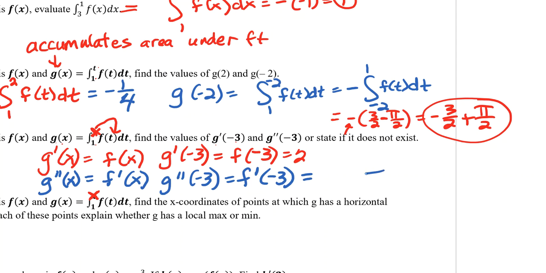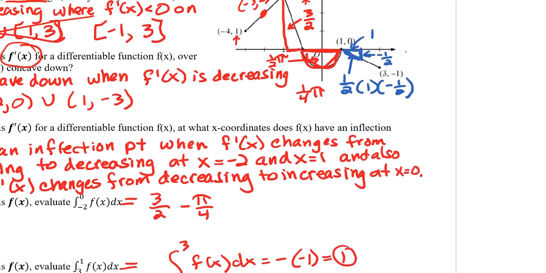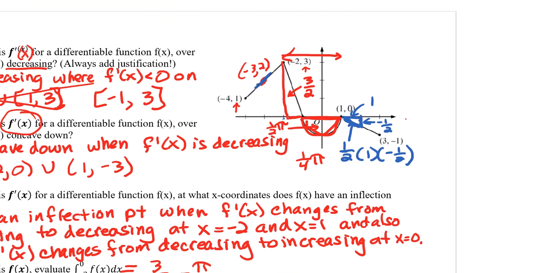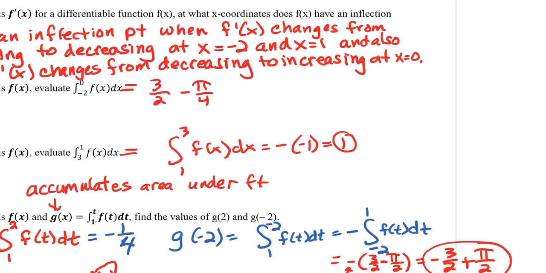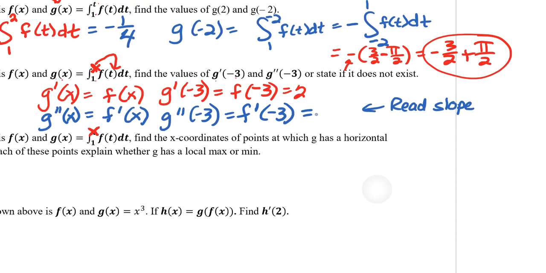And so now we're going to read the slope from the graph. So read rise over run. So let's go back up to -3 and take a look. At -3, the slope right here. So look at what was happening. We were going up 2 units and over 2 units. So our slope is +1 right here. Our slope is equal to 1. So that's our derivative value.